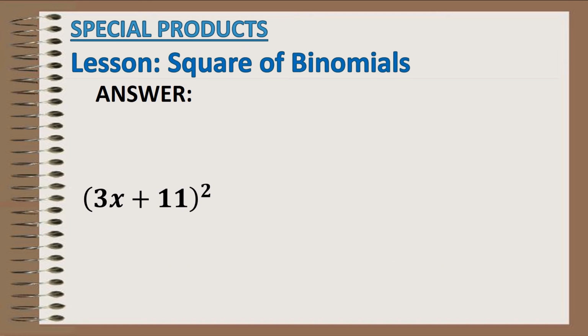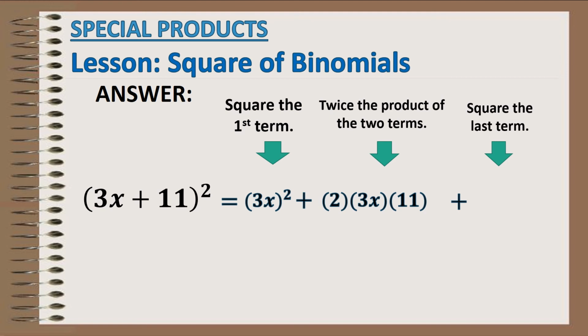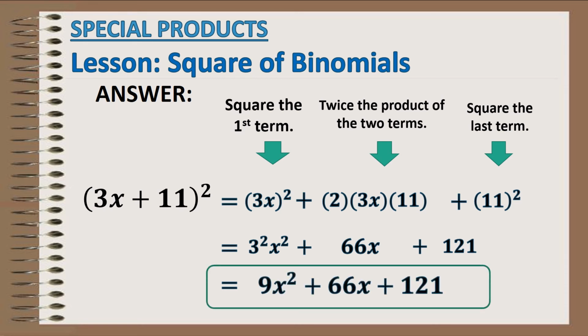The quantity of 3x plus 11 closed quantity squared is equal to, square the first term, we have the quantity of 3x closed quantity squared, plus twice the product of the two terms, we have the quantity of 2 times 3x times 11, plus square the last term, we have the quantity of 11 squared. Simplify, we have 3 squared x squared plus 66x plus 121. Our final answer is 9x squared plus 66x plus 121.